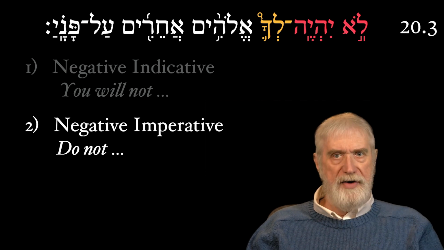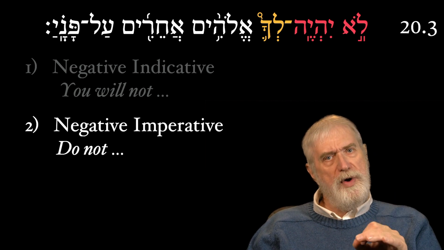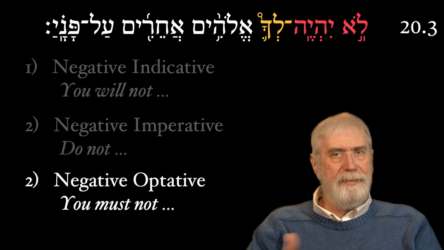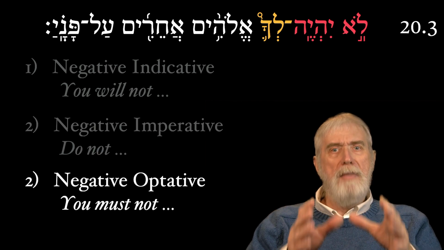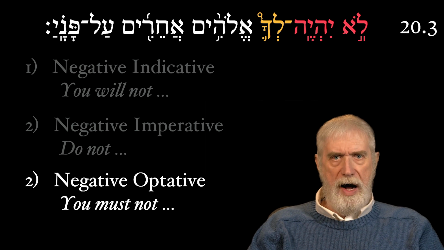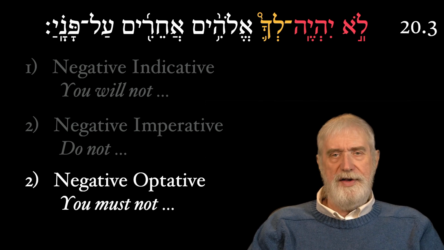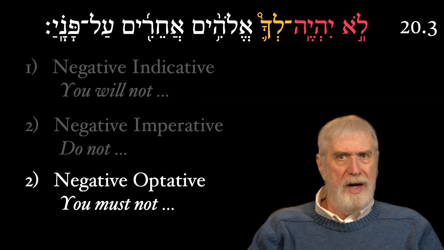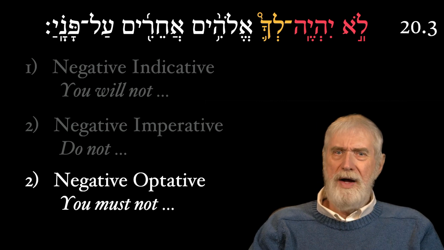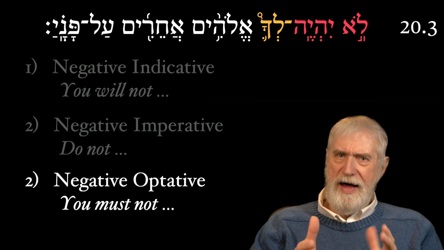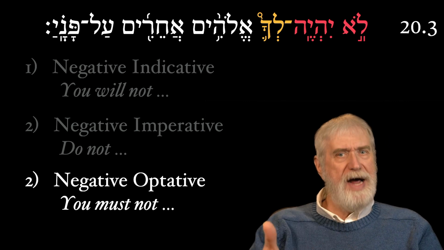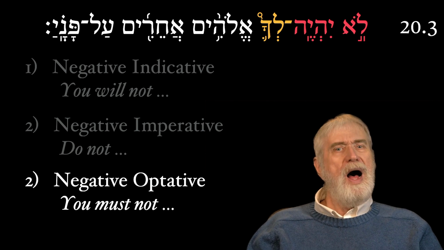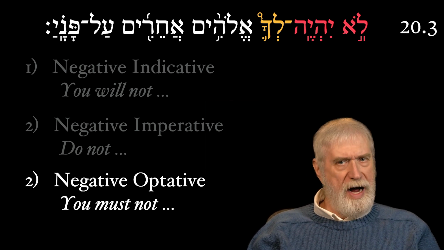The third possibility is that we could take this as a modal imperfect with the sense of an optative. You must not have other gods. Obviously, the second and the third possibilities are pretty close in meaning, but they are slightly different, and we should be aware of that difference and how we understand the text as we read it. Personally, I would be inclined to read this as an optative.